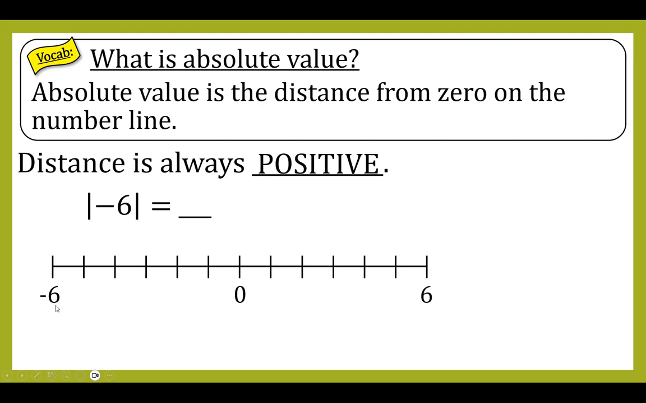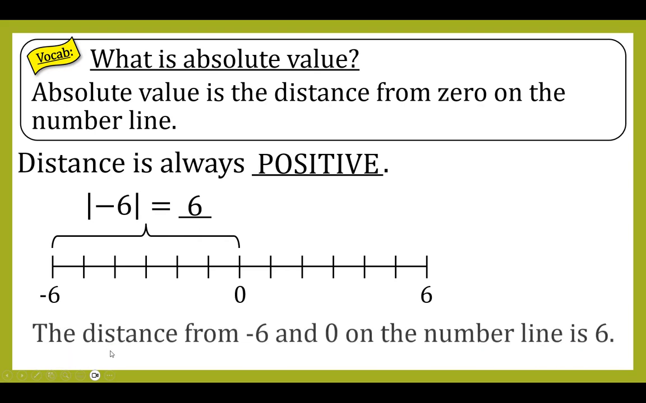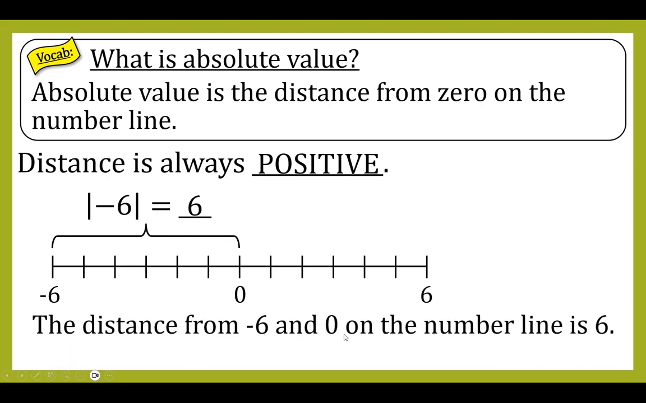So that tells me what is the distance between 0 and -6. So I start from 0 and I go 1, 2, 3, 4, 5, 6. So that tells me that the absolute value of -6 is 6. So the distance from -6 and 0 on the number line is 6.